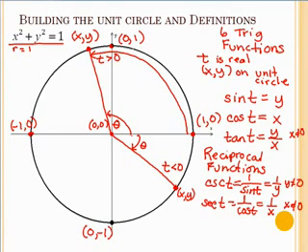And then we have the cotangent, which is 1 over tangent. So we just flip the tangent over. We have x over y, and y does not equal 0.